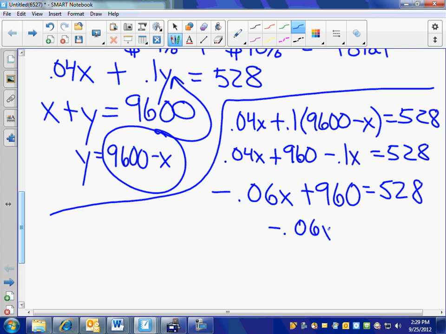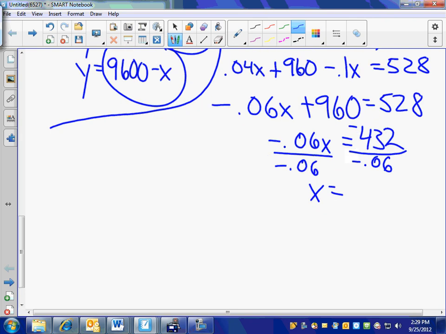Negative 0.06x is equal to, subtract the 960 over, what do I get? 432. Divide both sides by negative 0.06. And x is equal to, what's negative 432 divided by negative 0.06? $7,200, and this is dollars, we know that.